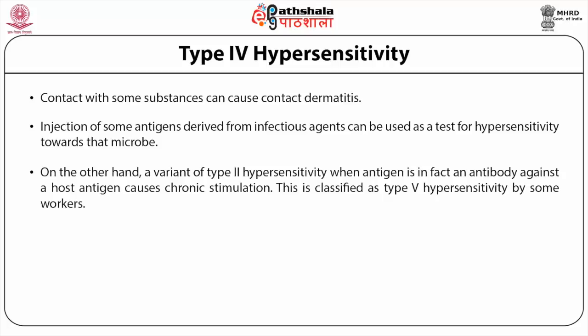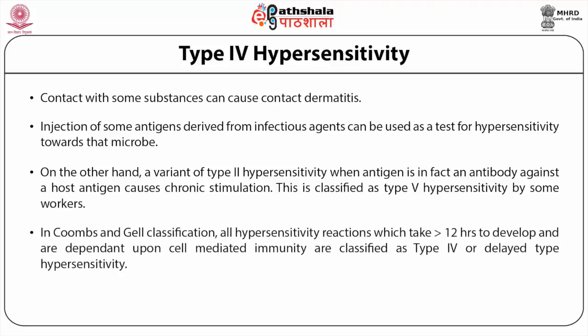On the other hand, a variant of type 2 hypersensitivity, when antigen is in fact an antibody against a host antigen, causes chronic stimulation. This is classified as a type 5 hypersensitivity by some workers. In Coombs and Gell classification, all hypersensitivity reactions which take more than 12 hours to develop and are dependent upon cell-mediated immunity are classified as type 4 or delayed type hypersensitivity.